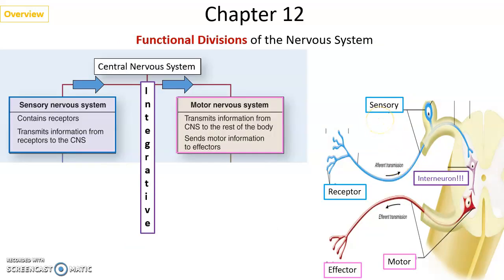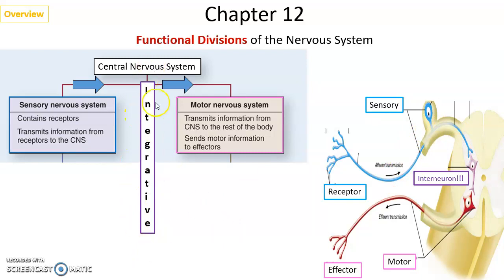You can also break the nervous system down into its functional divisions. You have the sensory nervous system. Sensory nervous system is where you find the receptors that are detecting stimuli in our environment, both external and internal. And then the sensory neurons carry that information to the central nervous system. So sensory nervous system is the nerves and neurons carrying the information to the central nervous system.